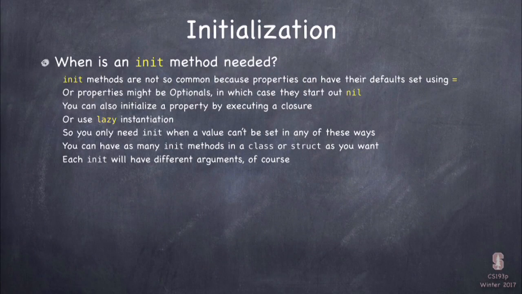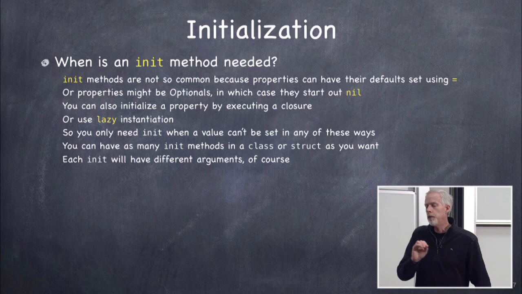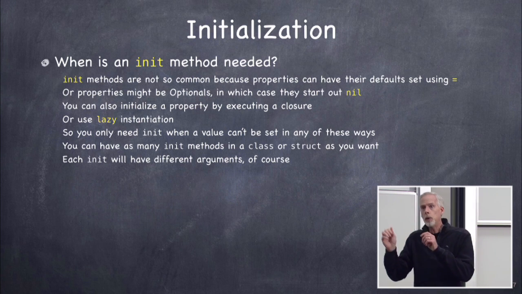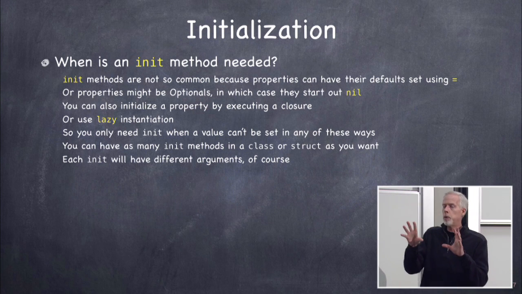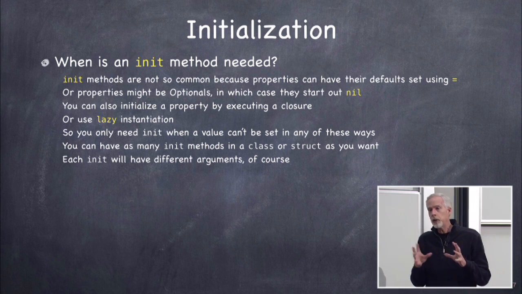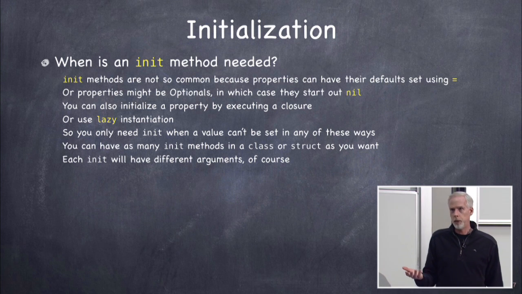All right, initialization. So initialization is very complicated. You're going to have to read the reading assignment on it eventually. I'm going to give you the really fast highlights of it. Okay? Init methods, again, we can have them on classes or structs. They are used to initialize any of the properties that we didn't initialize with equals or using lazy or they were optionals. All those are taken care of, and if there's one or more left, then we need an initializer to initialize it.